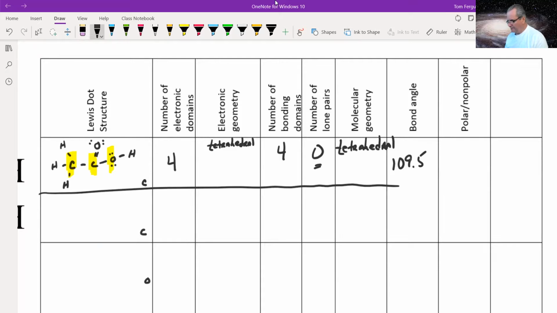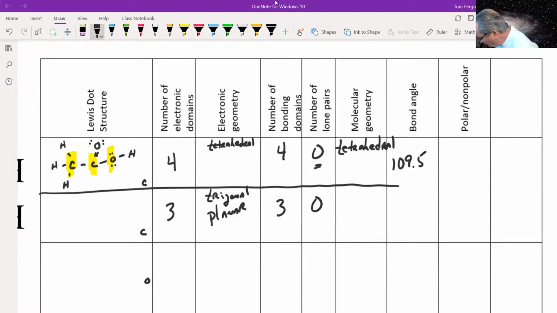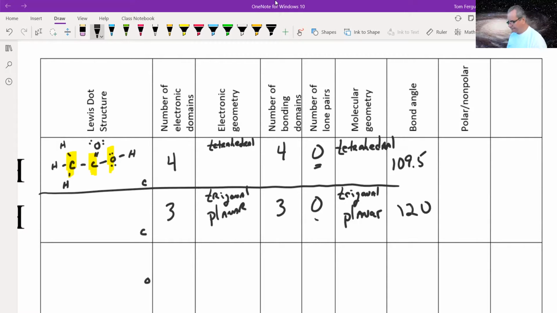And let's take the second carbon. Second carbon has 3. That means this is going to be trigonal planar. Remember, there are 2 trigonals now. There's trigonal planar and trigonal pyramidal. One's 3-dimensional, one's flat. And this is going to be 3 and 0. That means this is going to be trigonal planar, because this is 0, and the angle is 120.